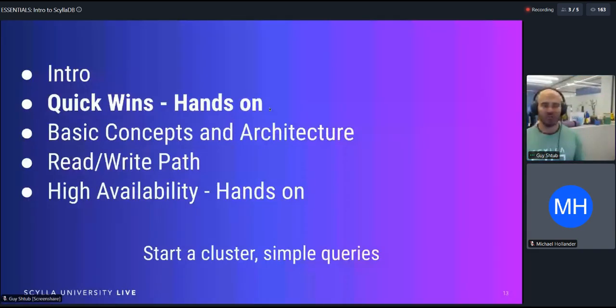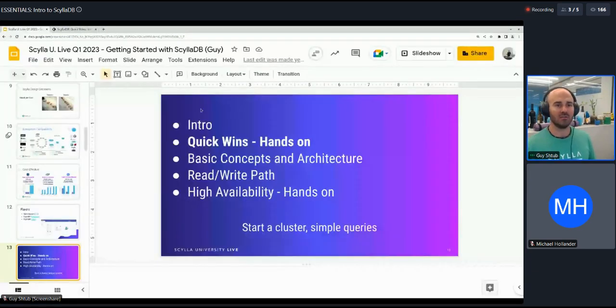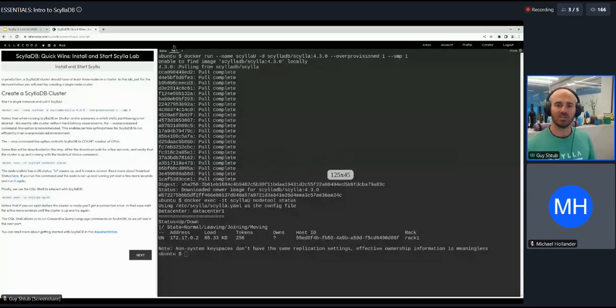Great. So after the intro, and before I explain the basic concepts and the architecture, I want to actually show you a quick hands-on lab. I'm going to be mentioning different concepts that I didn't really explain, but bear with me. I just want to show you how easy it is to get started. Okay, great. So you can see the lab right here.